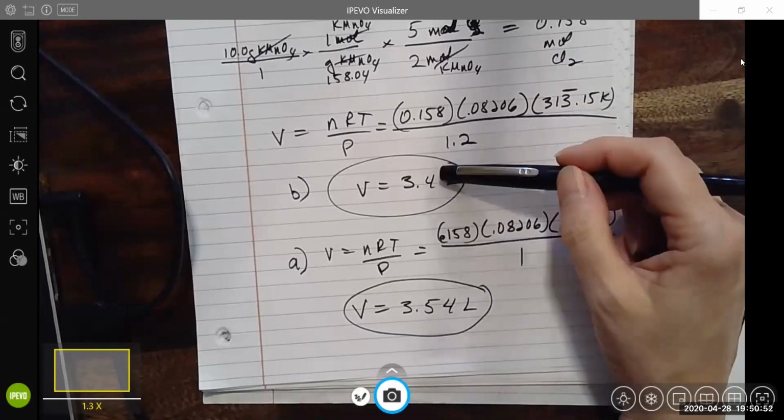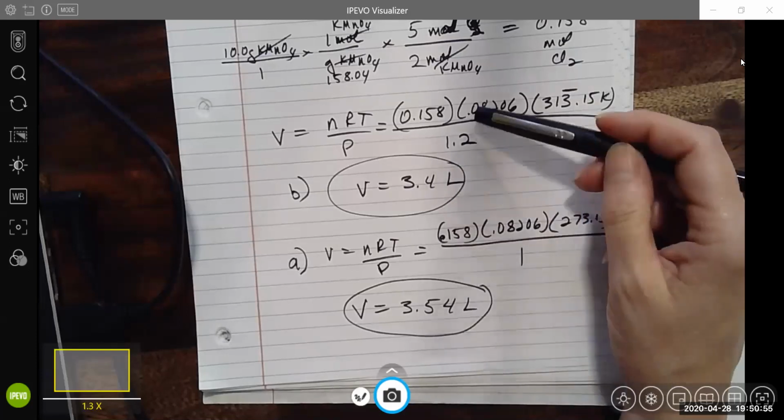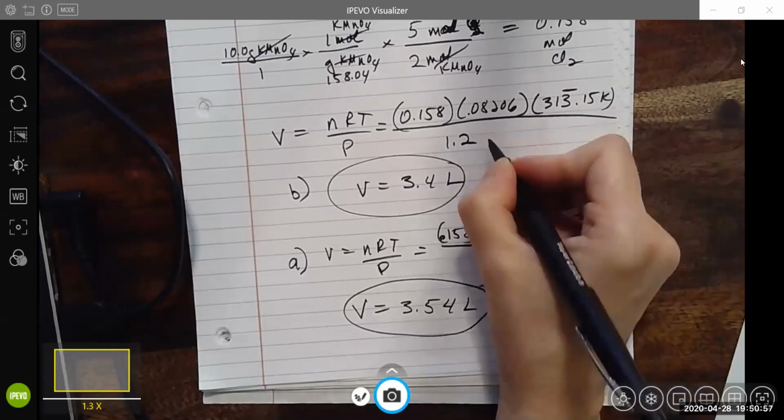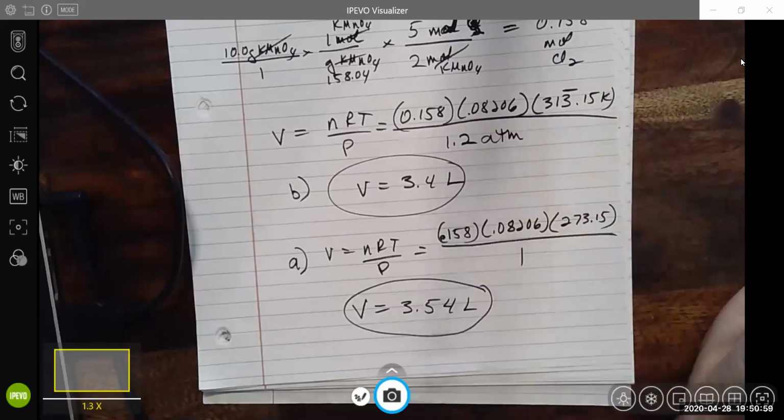Now, why are there 2 sig figs here and 3 here? Well, we were given this pressure, that was our atmosphere, and that had 2 sig figs.